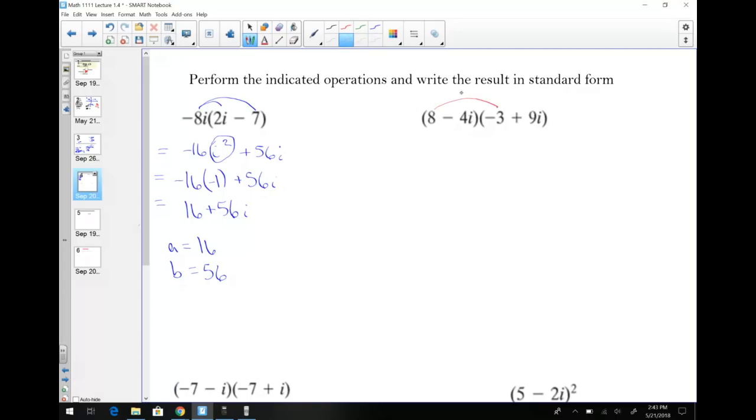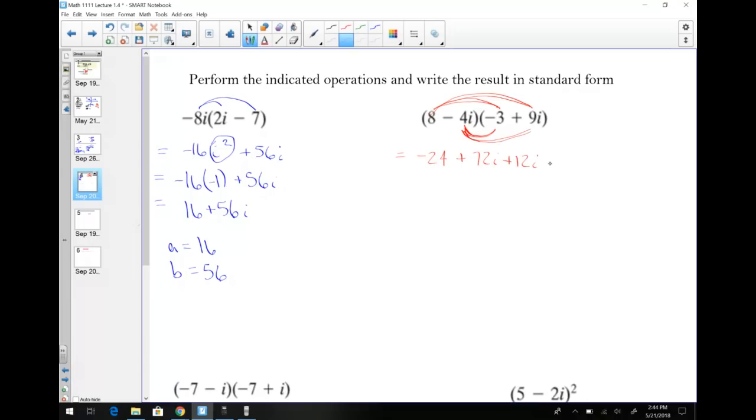Notice on this one, we actually have to FOIL it out. Remember: first, outer, inner, and last. So we have to multiply those out. Let's go together and try this out. We've got 8 times negative 3 equals negative 24. And 8 times 9i gives me plus 72i. Negative 4i times negative 3 gives me plus 12i.